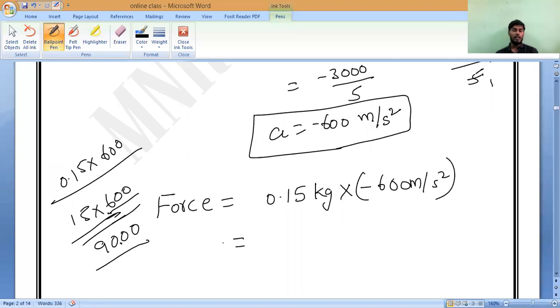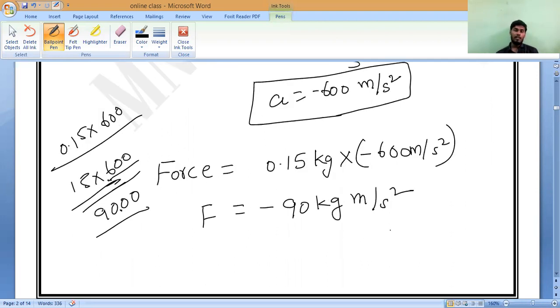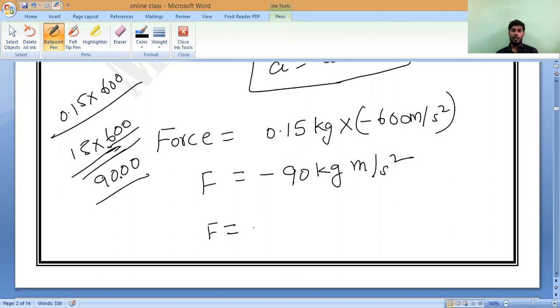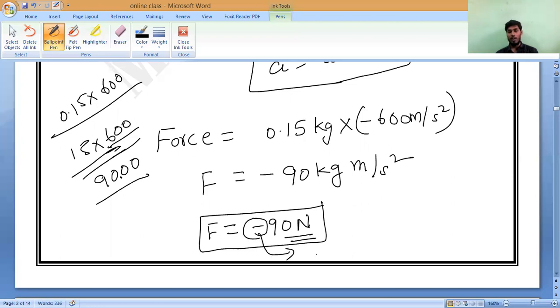So what is the force exerted? 90. Force exerted is minus 90 kilogram meter per second square. How can I write it? Minus 90 newtons. So the force exerted by the ball on the palm is how much? 90 newtons. Why is there this minus? Minus 90 newtons, sir. The minus indicates what? Opposite direction.